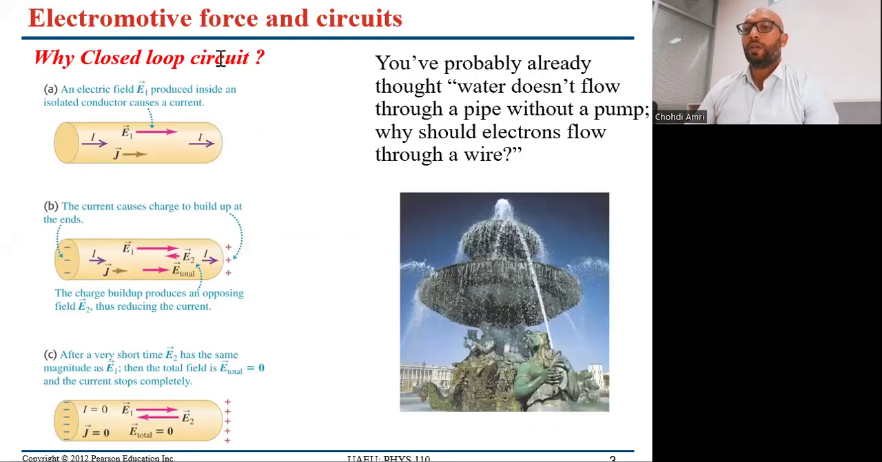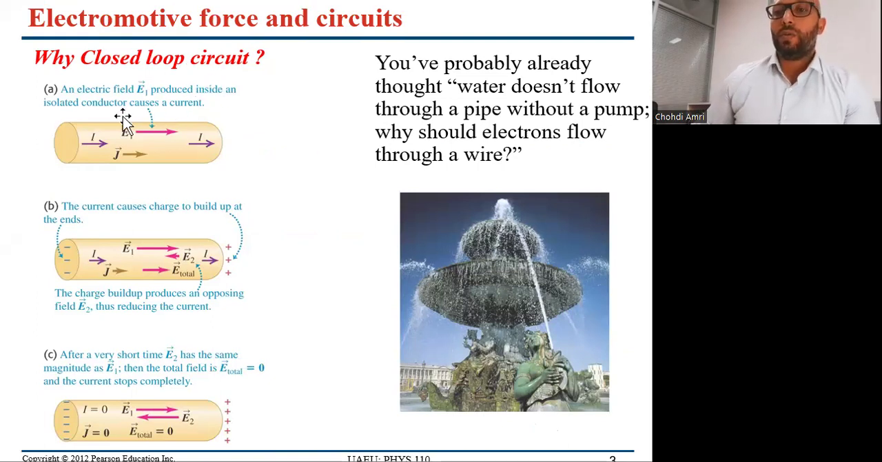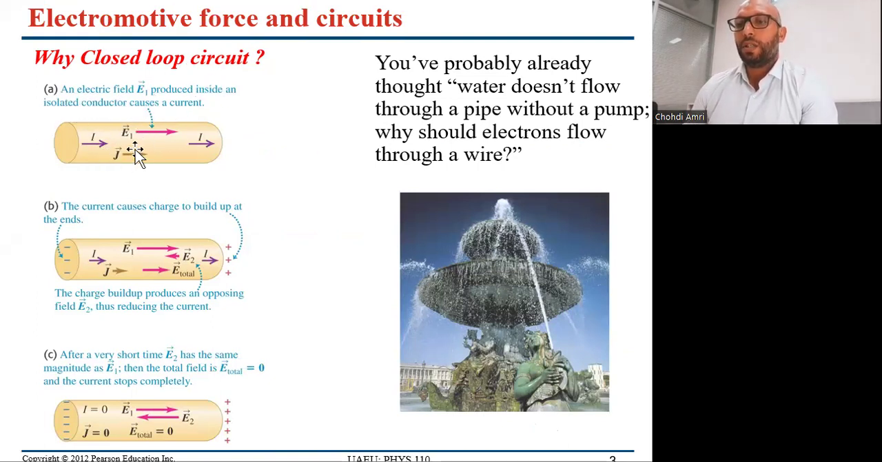Why do we need a closed loop circuit? If we have an electric field E1 produced inside an insulated conductor, it causes a current, of course. Because as you know from the previous lecture, the current density is equal to sigma multiplied by the electric field. So if we have an electric field inside this conductor, we have a current. Then the current causes charge to build up at the ends.